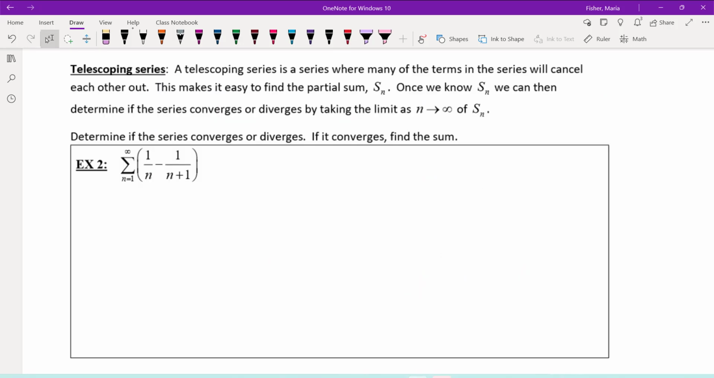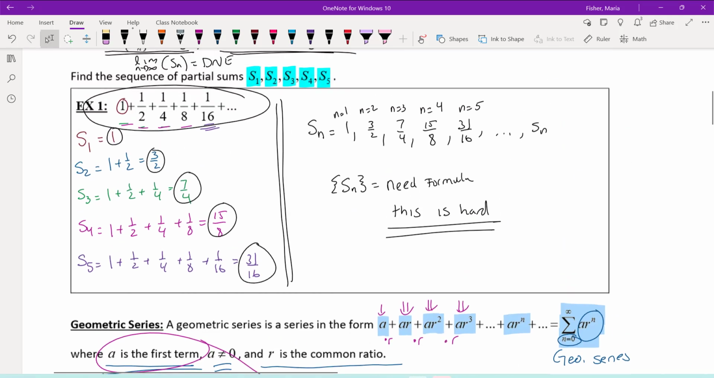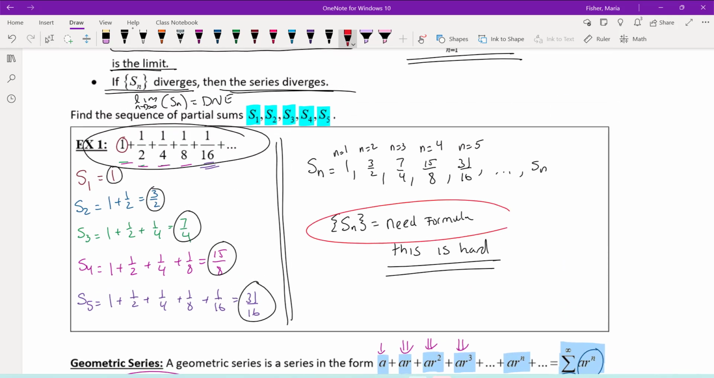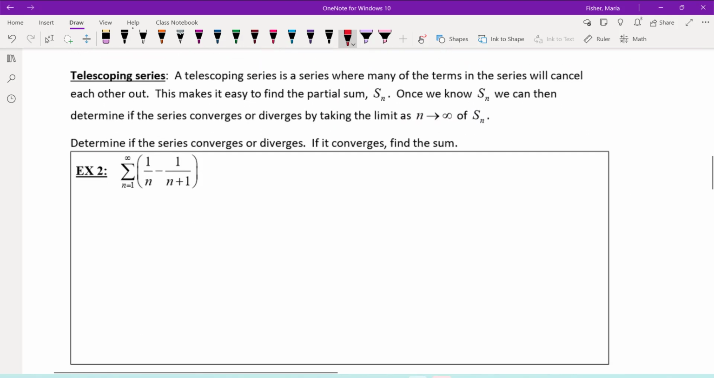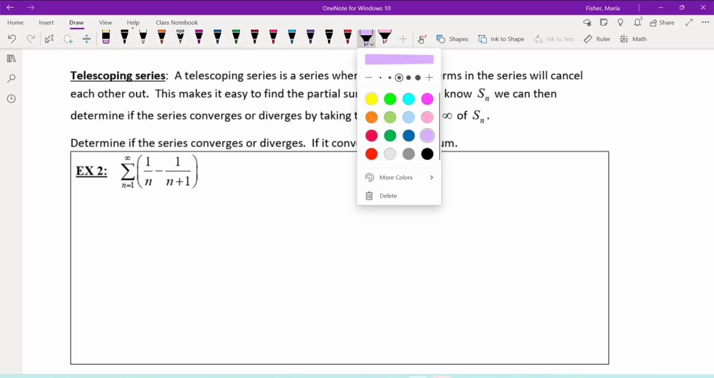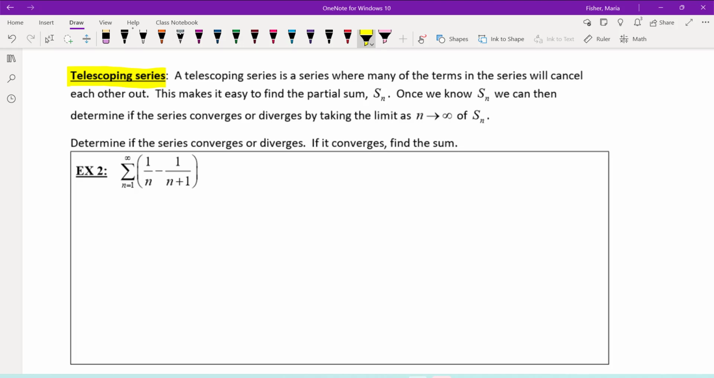Now let's learn about telescoping series. For a telescoping series, we're going to be finding the formula for that partial sum. Because remember, I said that's actually pretty hard. Finding the formula for the partial sum takes a lot of thought, and for other series, it's almost impossible to do. So the one that is easy to do is the telescoping series. A telescoping series is basically a series where many of the terms in the series will cancel each other out. Because a lot of the terms cancel each other out, it makes it easy to find that formula for the partial sum.